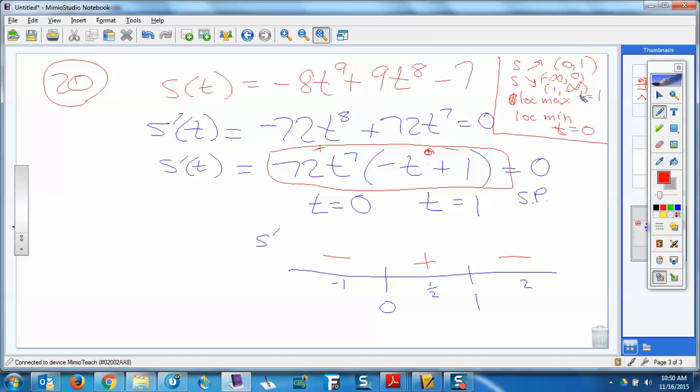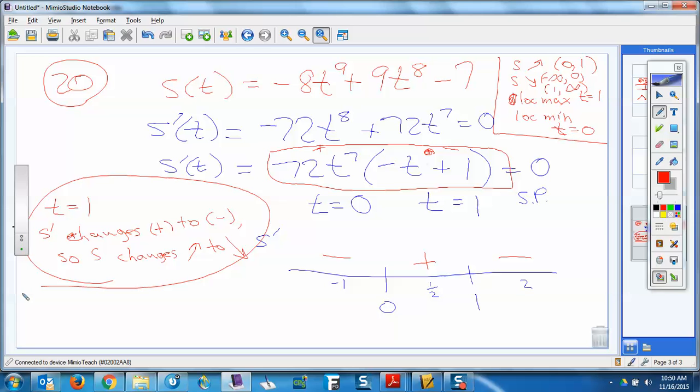And remember, let me write it out. I'm going to do this one time. For local max, I would say t equals 1 because S prime changes from positive to negative. So S changes from increasing to decreasing. You have to have that. If I ask you to justify why something's a local max, I want to see that written out just like that, both the S prime and the S part. S prime is changing from positive to negative, so S is changing from increasing to decreasing. That makes a local max.